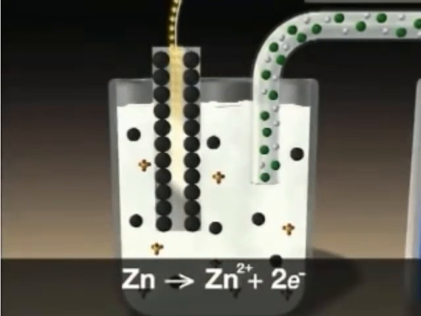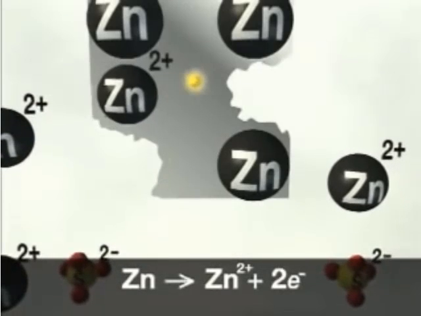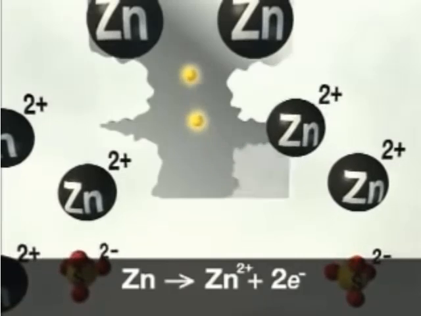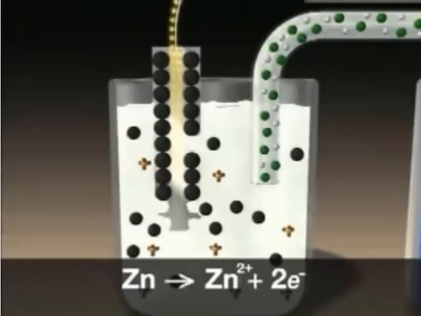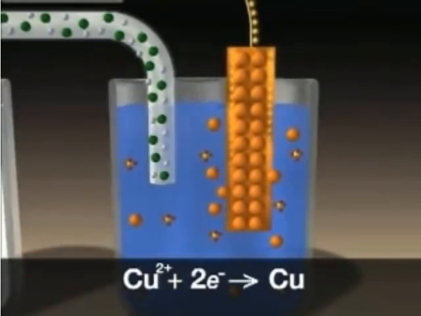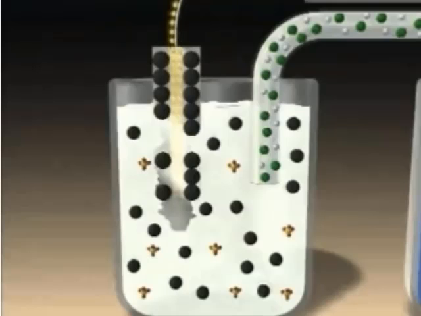Because zinc is a more active metal than copper, it is more likely to lose electrons. For this reason, the zinc bar is oxidized, producing a zinc ion and 2 electrons per zinc atom. The copper ions in solution gain 2 electrons and are reduced to copper metal.